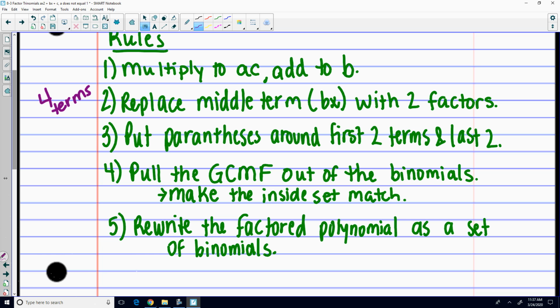Then I'm going to pull out the greatest common monomial factor. And I want to make them match when I do this, and I'll show you how to do that. And then I'm going to rewrite them as a set of binomials. So jot the rules down, and then I'm going to show you a bunch of problems. Pause this if you need a little more time, but I'm going to go on to the problem now. All right, here we go.